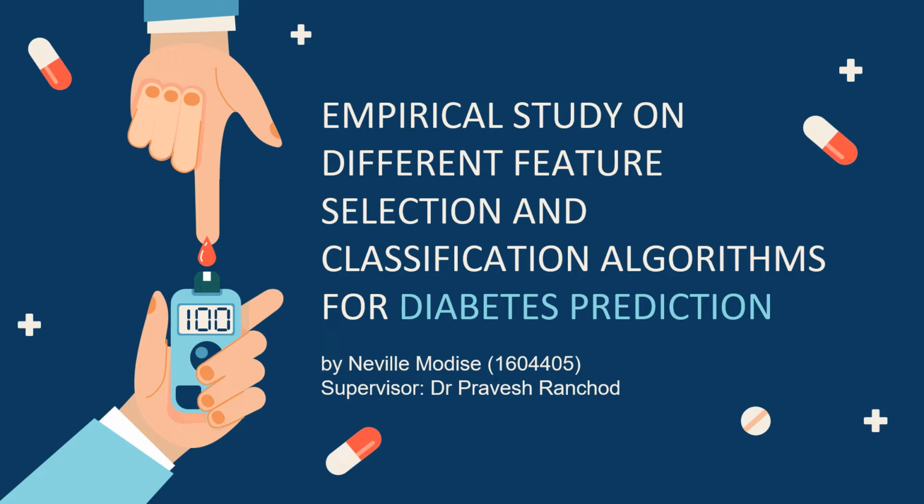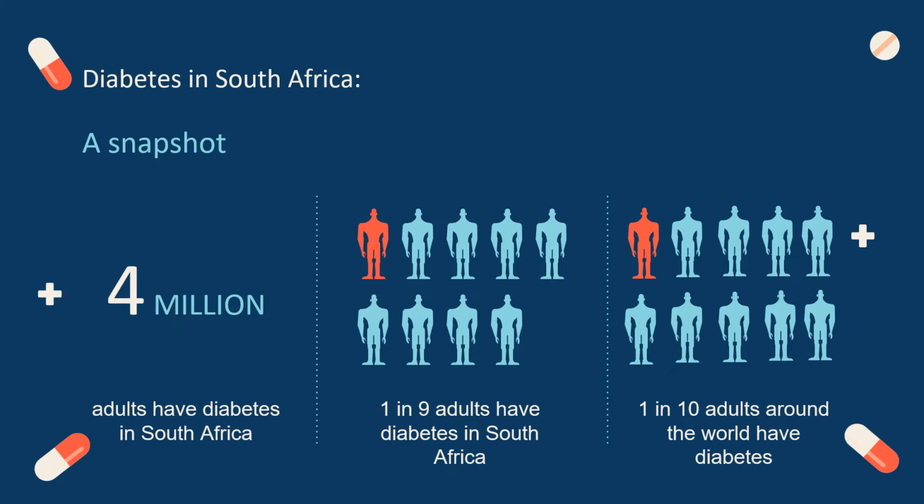Hi, I'm Neville Modise, and my research title is an empirical study on different feature selection and classification algorithms for diabetes prediction. Diabetes is one of the deadliest diseases in the world.